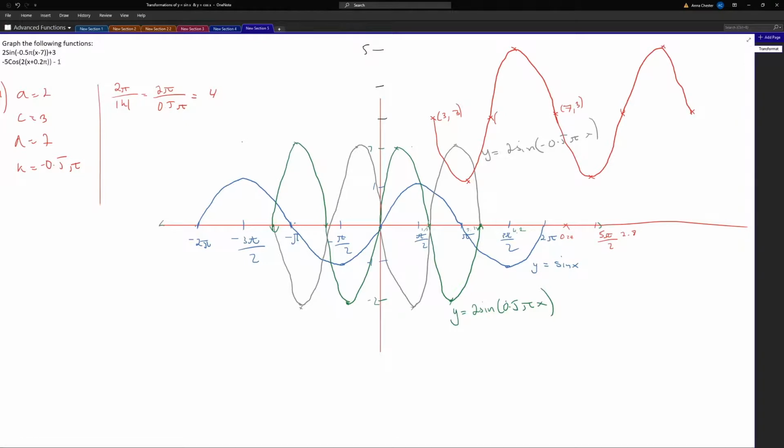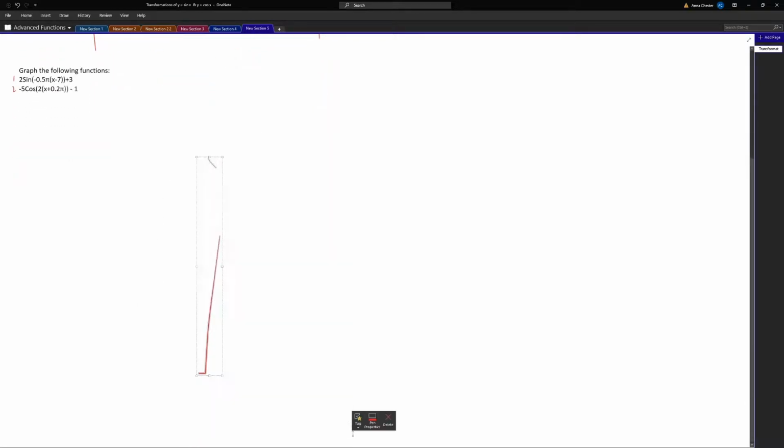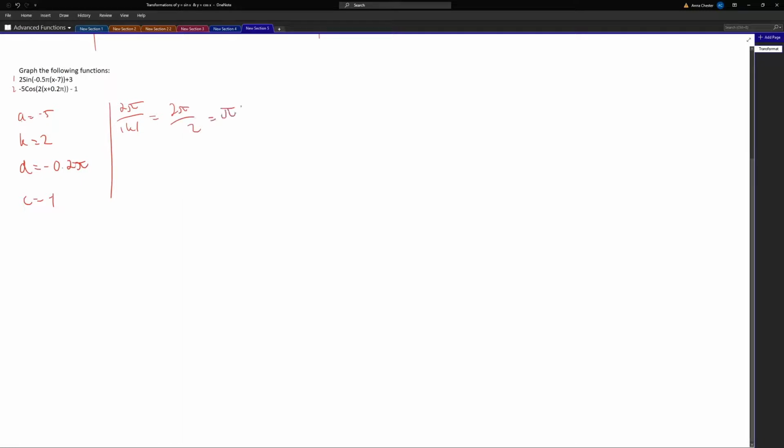Now let's do the second question. So our second question is pretty simple. Sorry, I'm gonna move this down. There you go. We have a equals -5, k equals 2, d equals -0.2 pi, and then c equals -1. Let's figure out what our period is. So our period is 2 pi over the absolute value of k, which is equal to 2 pi over 2, which is equal to pi. So everything else was given to us.